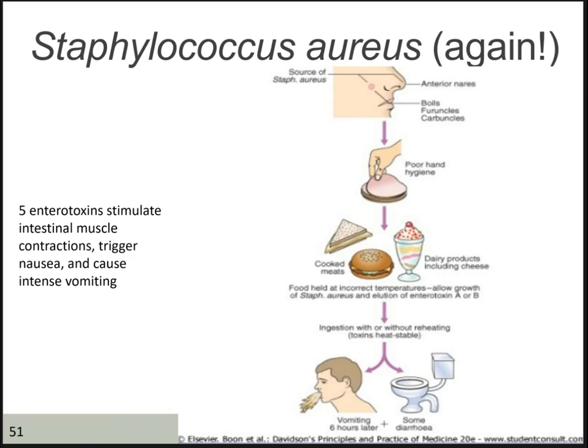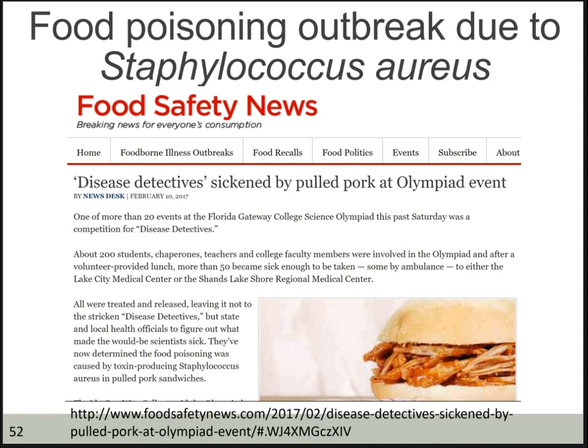As the bacteria replicates, it produces toxins, and those toxins are heat stable. So when the food is reheated, it doesn't kill the toxins, although it may kill the bacteria. Those toxins then trigger muscle contractions, nausea, and may cause intense vomiting, and can also cause diarrhea. So we're showing that here. These outbreaks occur throughout the year, throughout the world.